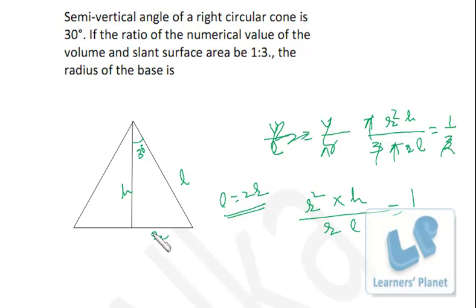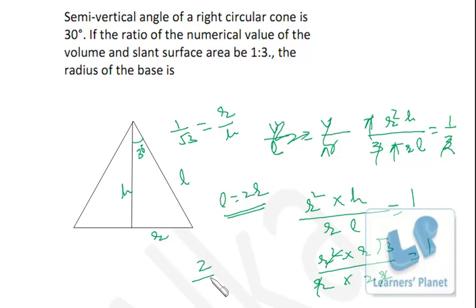The relationship between perpendicular and base is given by tan theta. So tan 30 degree is 1/√3, that is r by h. So h is r√3. So this is r square into r√3 by 3 r into, instead of L I can write 2r, and that is 1. So r is equal to 2/√3, right? Pretty simple.